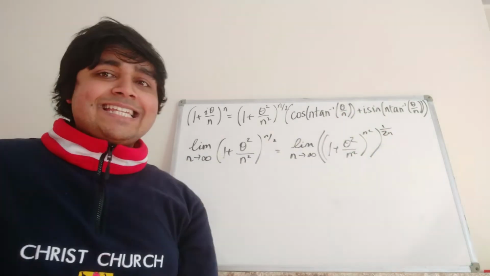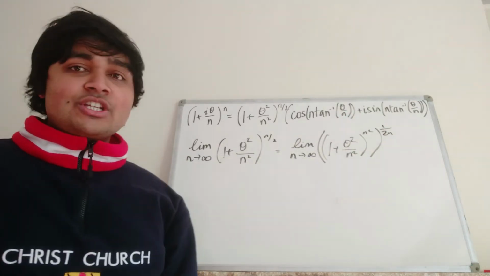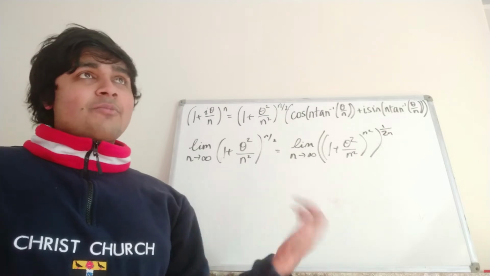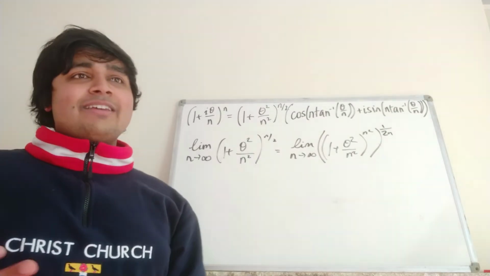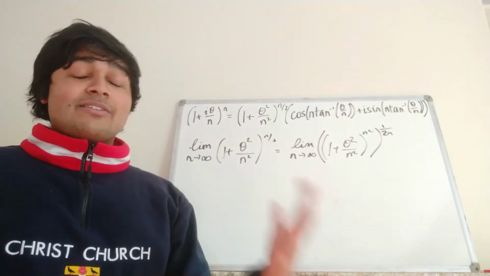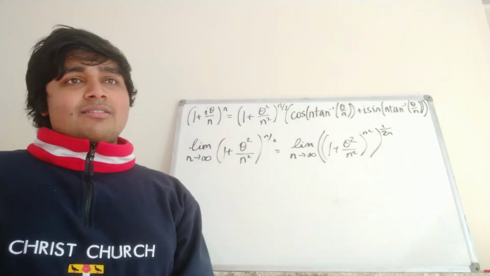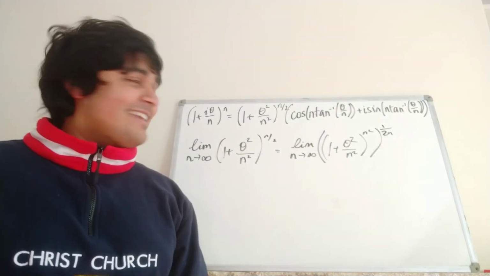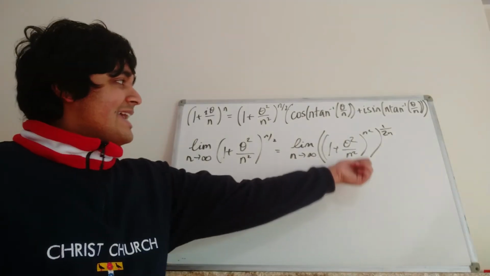Okay, but the thing inside the brackets is quite clearly bounded, because this goes to e to the theta squared, and that's by definition of the limit. Recall that e to the z is equal to the limit as n goes to infinity of 1 plus z over n, all raised to the power of n. So of course it's going to work with n squared as well.